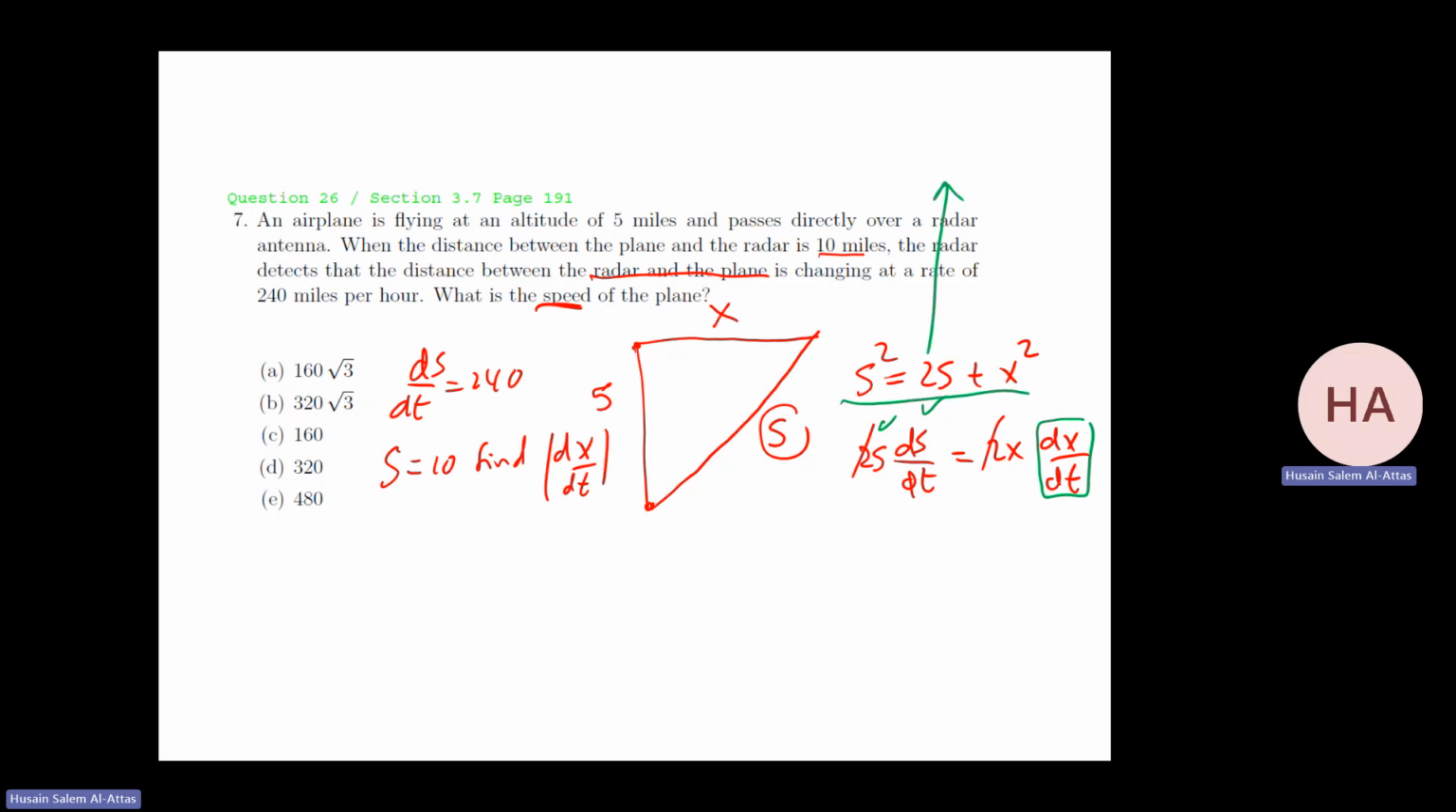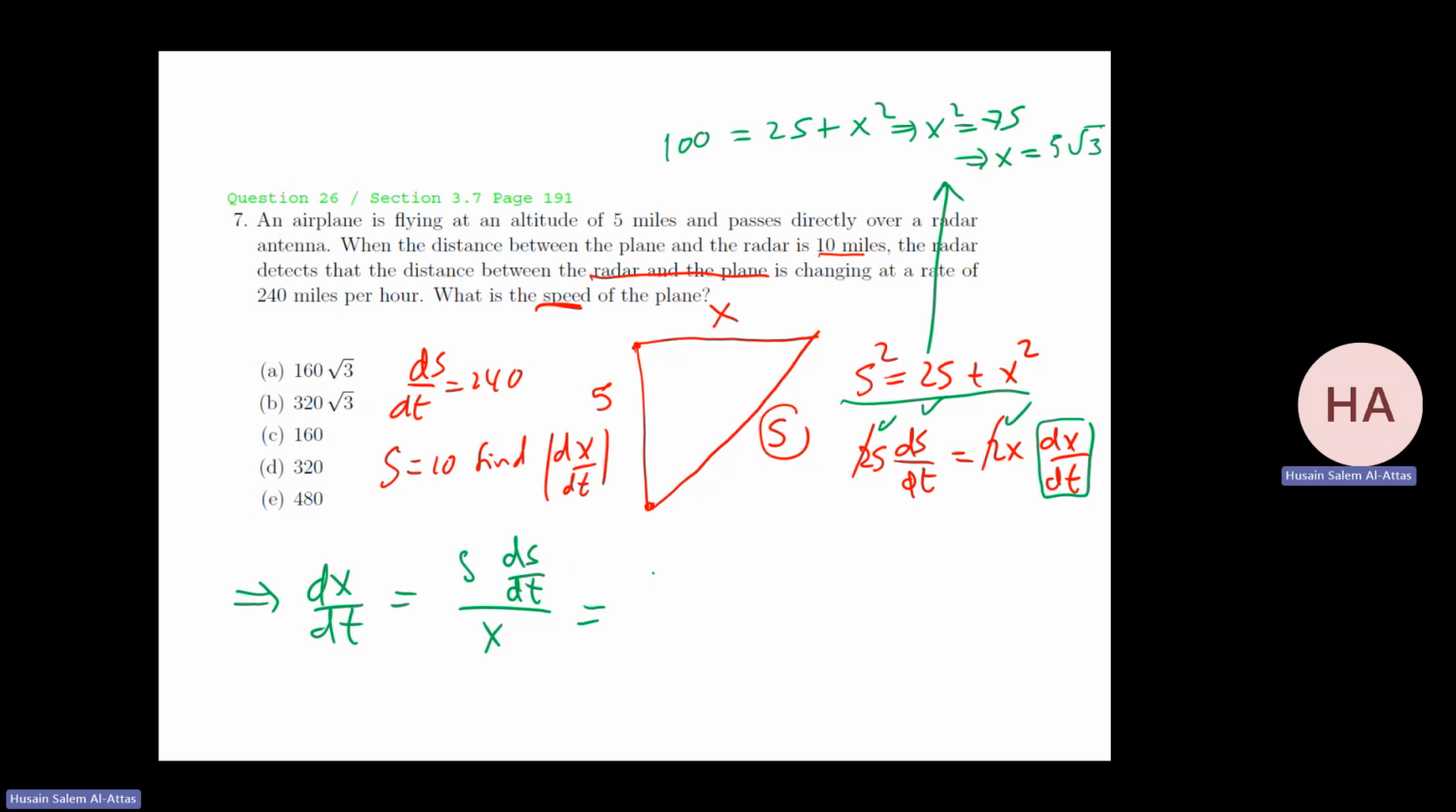So I have s equals 10, I have 100 equals 25 plus x squared. So x squared equals 75. So x equals what? Square root of 3 times 25, which is 5 square root of 3. So this is my x given. So dx by dt will be s ds by dt over x. What is s? S is 240. No, s is 10. Sorry.